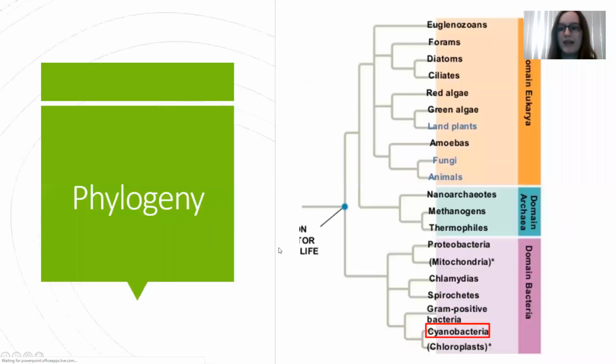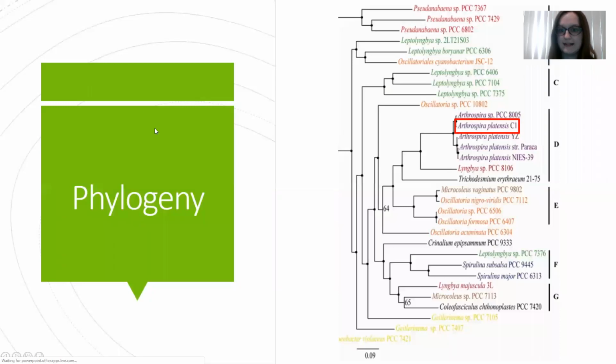If we look at the domain, it is in the domain of bacteria. It's in the phylum Cyanobacteria. I'm going to zoom in a little bit to another phylogenetic tree. This one's going to show the class. The class is going to be Oscillatoria. You can see Arthrospira platensis right over here, and you can see some of its closest relatives.